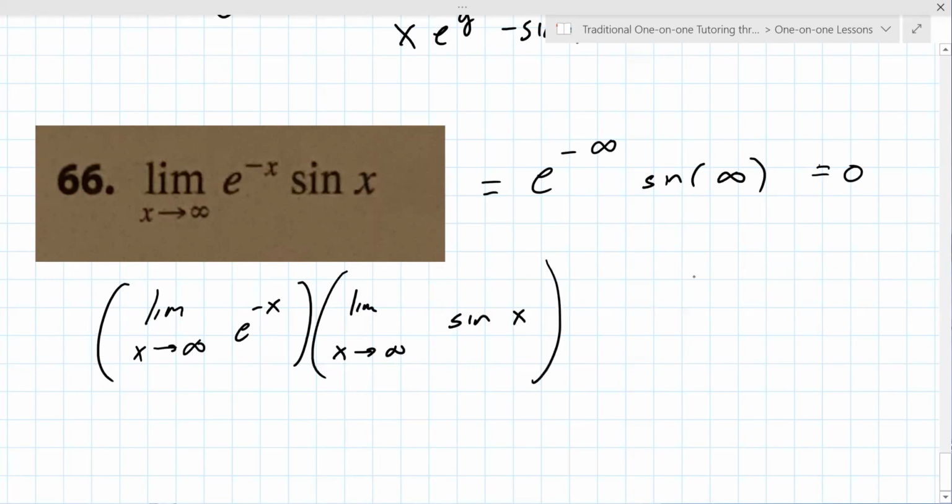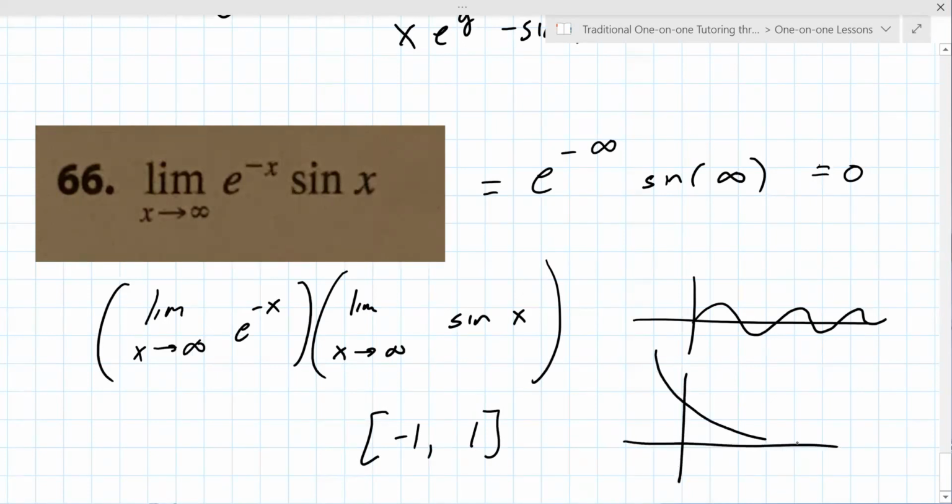So what do you know about sine? Sine oscillates, right? It is always bounded from -1 to 1. So that doesn't seem to help much. What does the graph of e to the minus x look like? Well, it goes down to 0. So this is 0, and thank goodness, because 0 times anything is 0. You shouldn't really do this where you put infinities in, but it's sort of okay. The big thing here is that 0 times something gives you 0.